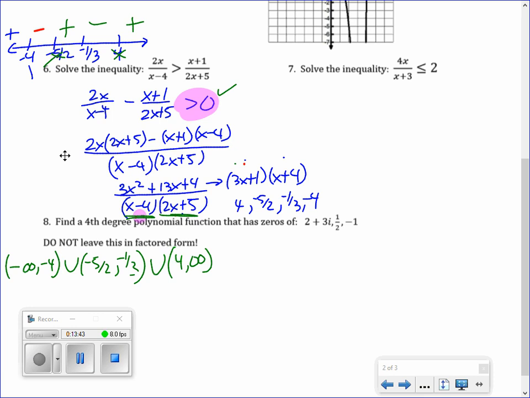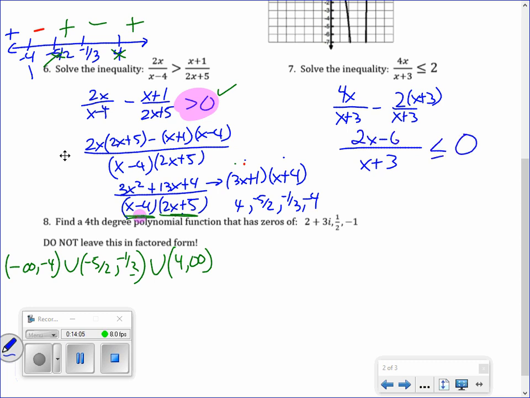All right, for number 7. So 7 is a little easier because we're going to pull over the 2. So 4x over x plus 3 minus 2. Now that 2 is going to get a denominator of x plus 3. So I can give the top x plus 3. So I got a common denominator of x plus 3. When you simplify the top, you get 2x minus 6. And you have less than or equal to 0.